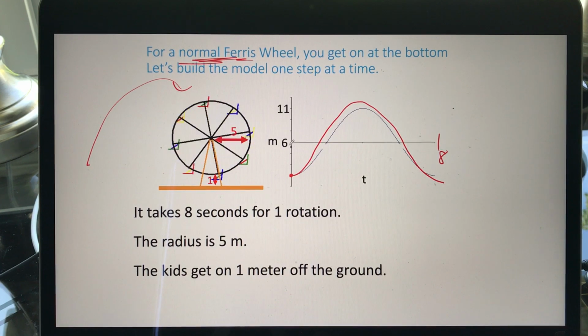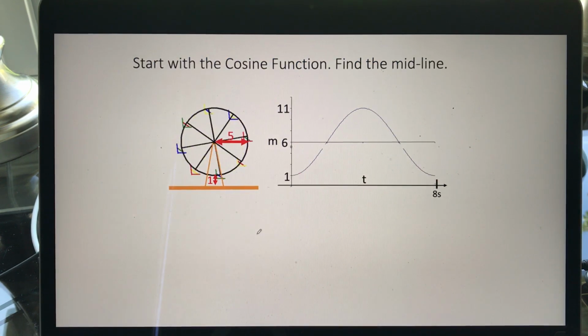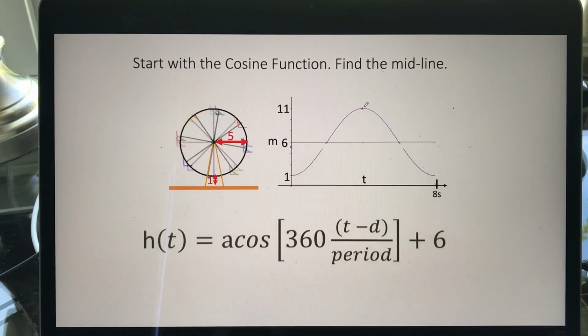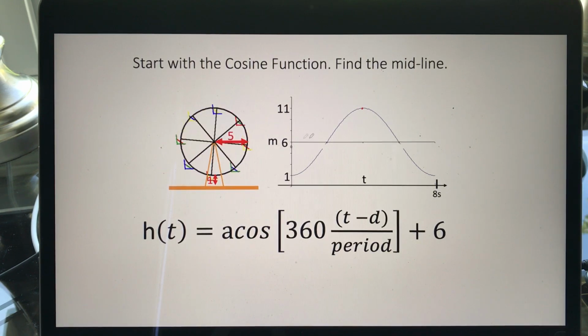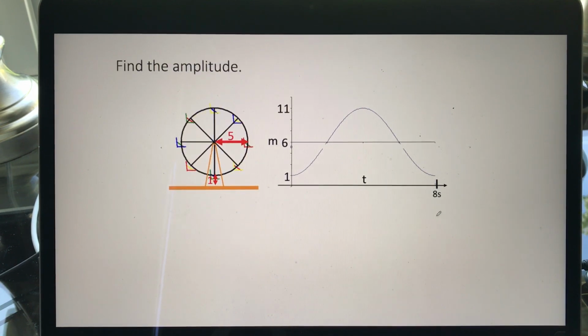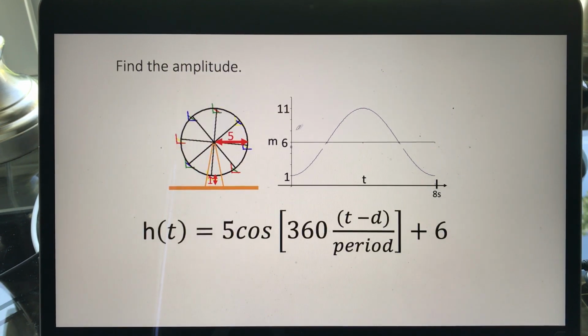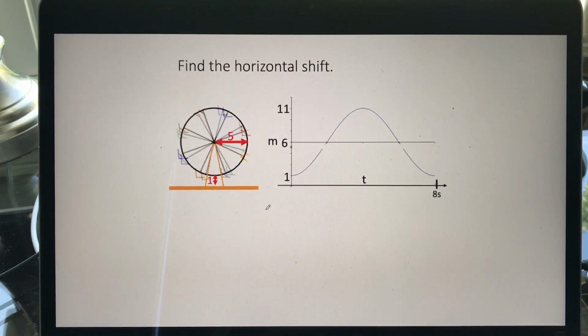So everything else can be the same, right? 6 is the midline, 11 is the peak, and 1 is the trough. And we're in 8 seconds. So I'm going to use the cosine function again, and you can use the sine if you want. I'm just going to use the cosine because I like aiming for that peak there. So the midline here is going to be 6. So our function, this is basically it here, the general a, b, d, and period, and so on. Our midline is 6, which is the same. The amplitude we know is 5, which is the radius of the circle, which is exactly the same.